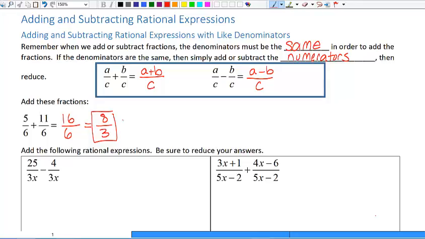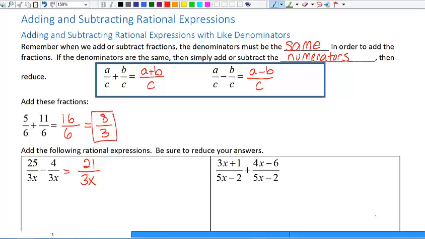Let's try this with rational expressions. Make sure that you reduce your answers at the end. Our first problem is 25 over 3x minus 4 over 3x. Notice that both of the denominators are the same, so they will stay the same. So then all I have to do with the numerator is add or subtract it. In this case, 25 minus 4 is 21.